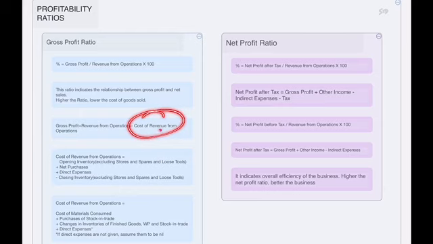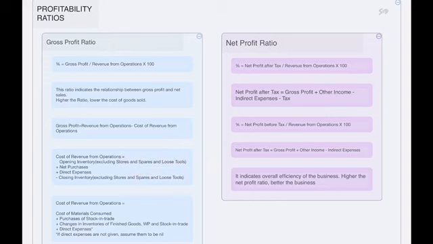Cost of goods sold or cost of revenue from operations can be calculated as opening inventory plus net purchases plus direct expenses minus closing inventory. Mind well, in opening and closing inventory, stores, spare parts, and loose tools are to be excluded, not considered. Reason? These are used in the production process. Directly, these are not goods. In fact, some of these spare parts and loose tools are even treated as fixed assets.